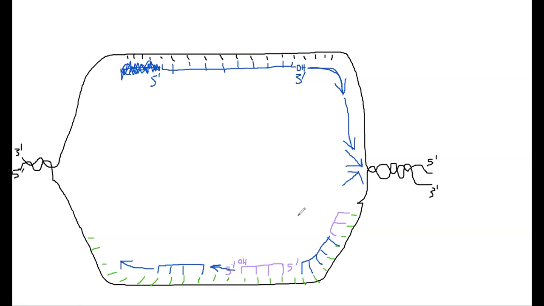Does that make sense? Because it's always replicating in the opposite direction to this replication fork. Does that make more sense, Simon? All right, let me go back to the lecture.